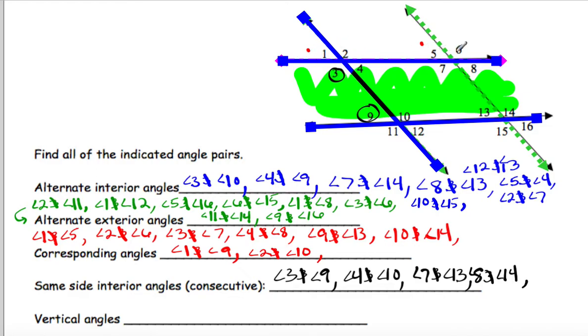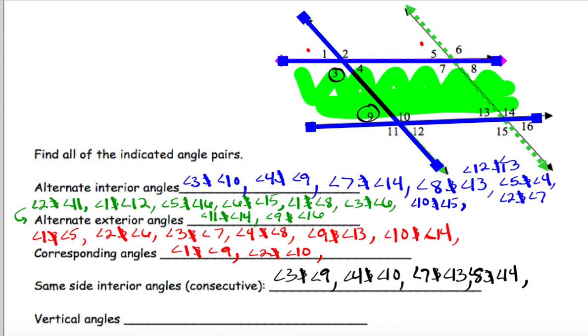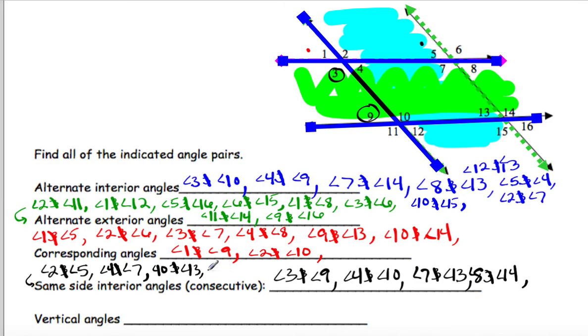Now we can turn this around and we can be talking about the interior that goes this direction in the teal. And if we're talking about that particular interior with its transversals, then you'd have angle 2 and angle 5 would be a pair. 4 and 7 would be a pair. 10 and 13. And 12 and 15.